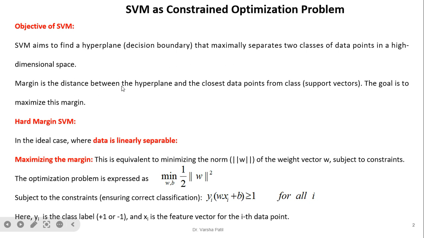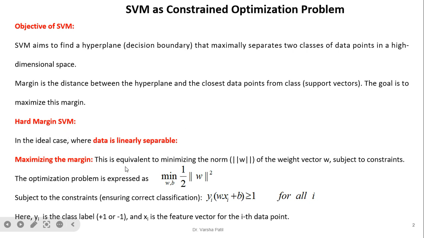Margin is the distance between the hyperplane and the closest data points from the class, that is nothing but the support vectors. The goal is to maximize this margin. Now here we are dealing with the hard margin SVM, in which data is clearly linearly separable.